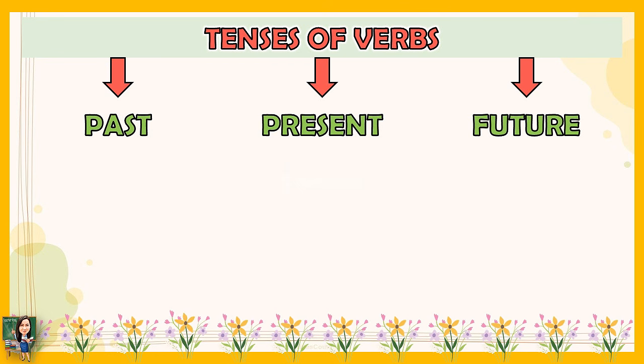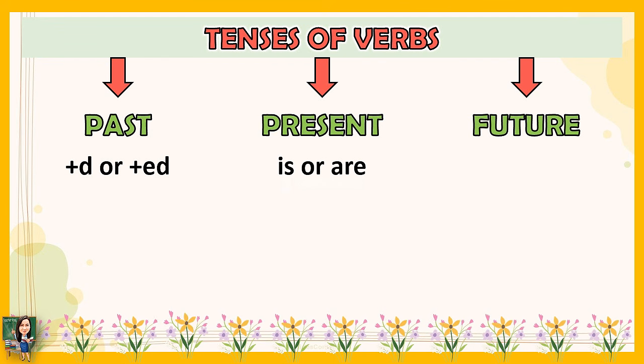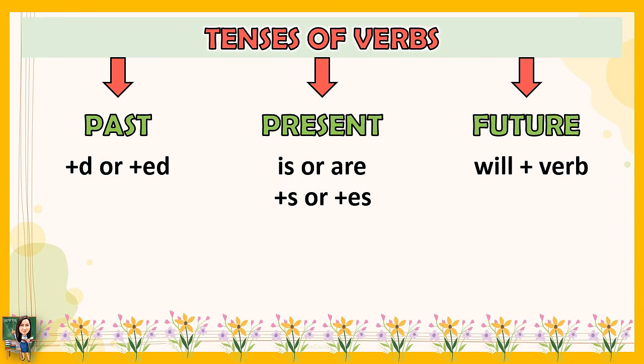In past tense, we add the d or ed to the verb. In present tense, we use is or are. Is if the subject is singular and are if the subject is plural. And also, we add s or es to the verb. In future tense, we use will plus verb.